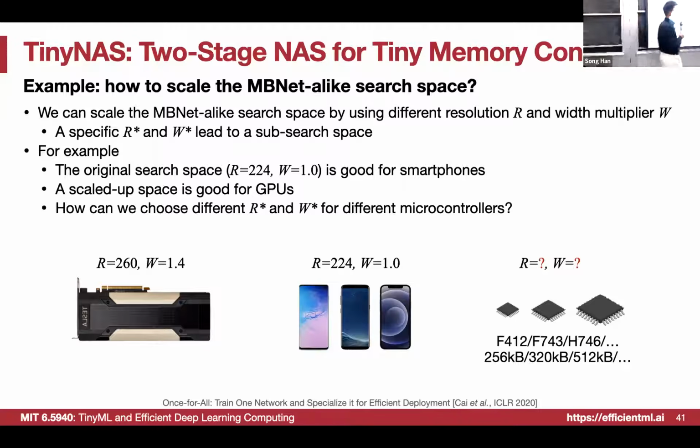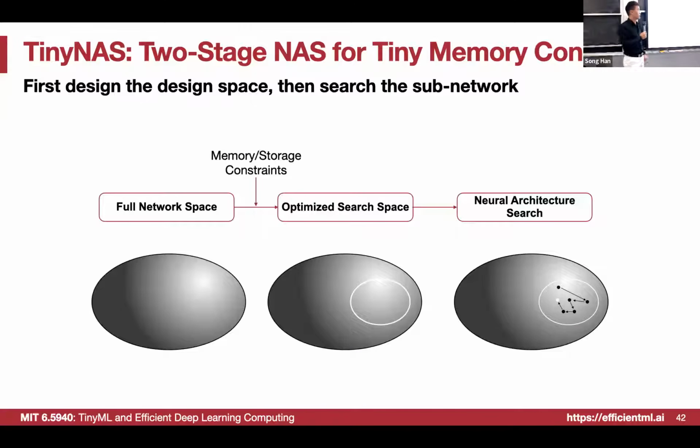But for microcontrollers, which have drastically different memory sizes, what should be the correct resolution and width multiplier? So the methodology, like we mentioned, is that, given the memory and storage constraints, we first derive an optimized subspace and then perform neural architecture search on the subspace.